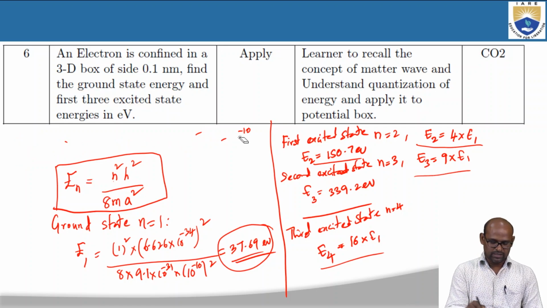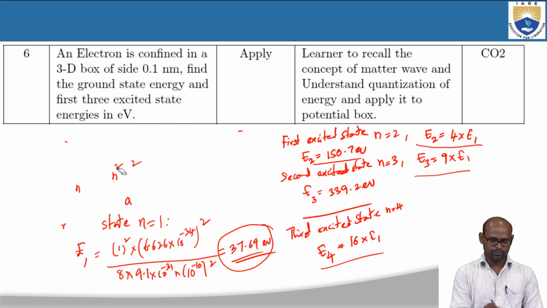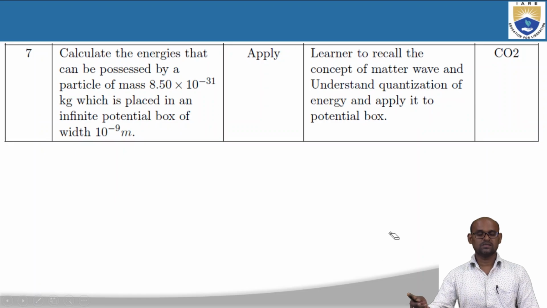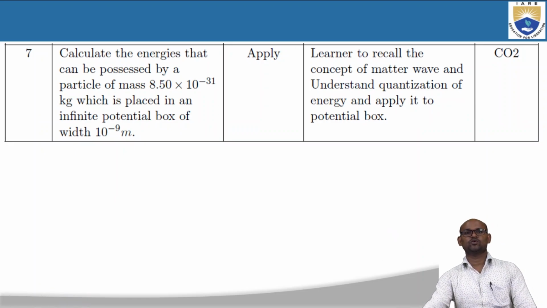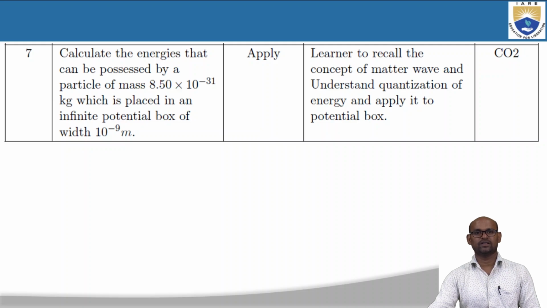Okay, so let us move to the next problem. That is the seventh problem. The seventh problem is: calculate the energies that can be possessed by a particle of mass 8.5 into 10 power minus 31 kg, which is placed in an infinite potential box of width 10 power minus 9 meters.